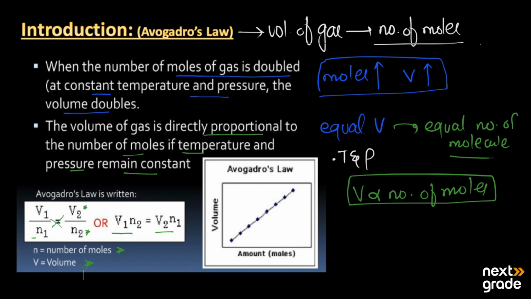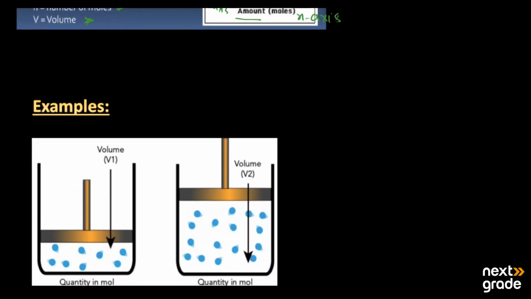Now we can denote it with a graphical representation. Here we have the amount of moles along the x-axis and the volume along the y-axis. When we plot the graph, we gain a straight line, because as the number of moles of the gas increases, the volume of the gas also increases. There is a direct relation between both these values. Next we have an example.